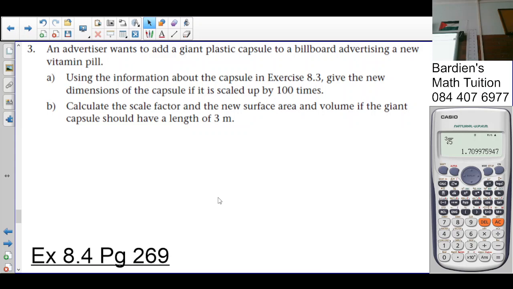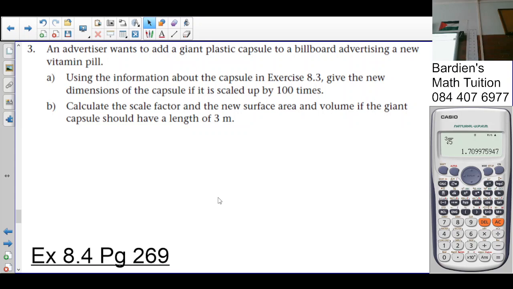An advertiser wants to add a giant plastic capsule to a billboard advertising a new vitamin pill. Remember, we had the capsule calculation before, not so? Using the information about the capsule in exercise 8.3, give the new dimensions of the capsule if it is a scale up by 100 times.